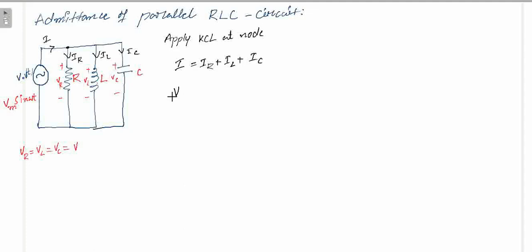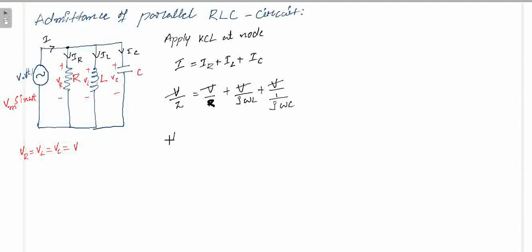Total current is equal to total voltage V divided by the total impedance Z. IR is nothing but the current flowing through this resistor. This VR is nothing but V. So V by R plus IL is V by j omega L plus V by 1 by j omega C. So from this we can cancel V, V, V, V.